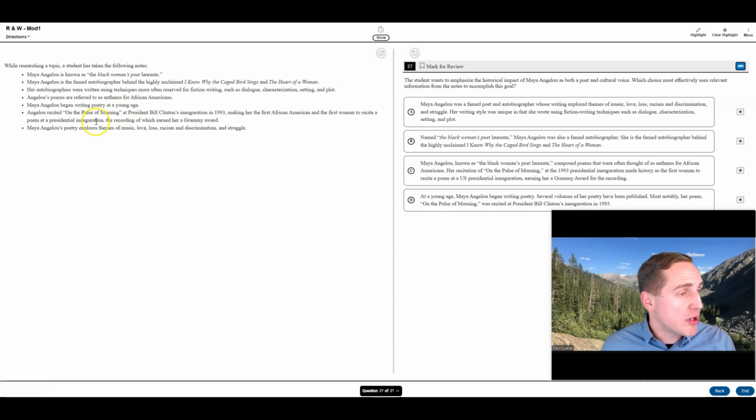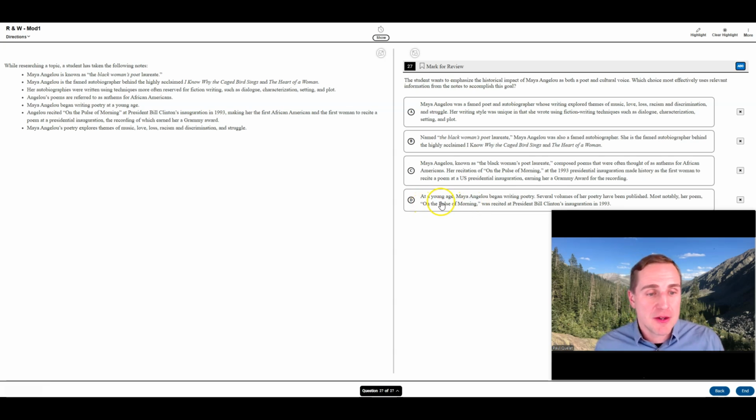She began writing poetry at a young age. She recited On the Pulse of the Morning at President Bill Clinton's inauguration in 1993, making her the first African American and the first woman to recite a poem at a presidential inauguration, the recording of which earned her a Grammy Award. And finally, her poetry explores themes of music, love, loss, racism, discrimination, and struggle. Okay, so which of the following accomplishes this goal? Now, one strategy we sometimes have on the SAT is to read from the bottom up, not from the top down, because somewhat more often the correct answer is hidden towards the bottom.